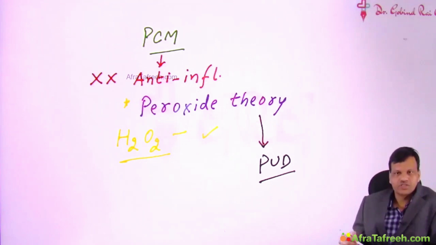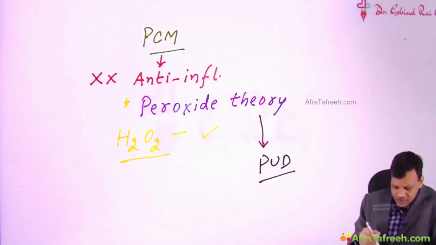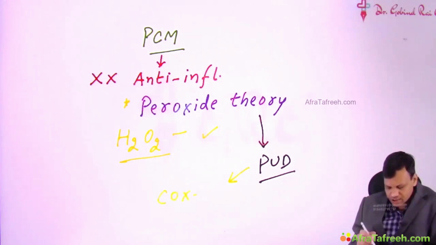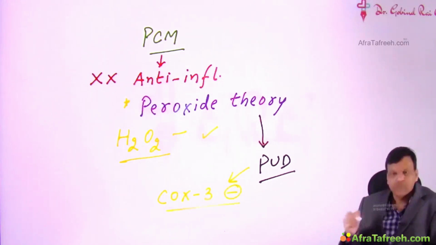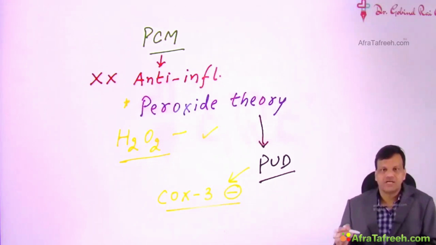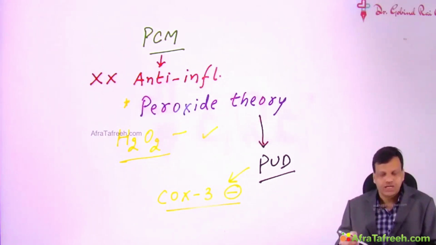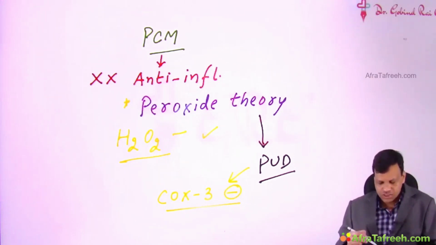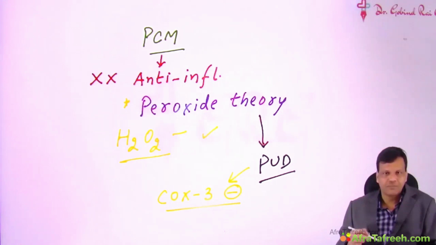Although it is a non-selective COX inhibitor, it has less risk of causing peptic ulcer disease. To explain this finding, another theory was proposed, called the COX-3 inhibition theory. It is assumed that paracetamol does not inhibit COX-1 or COX-2, rather it inhibits another variant of the same enzyme, called COX-3. COX-3 is mainly present in the CNS, and we know the CNS can control pain and fever, but inflammation is a peripheral component. So it has no effect on inflammation, but it can control fever and pain.